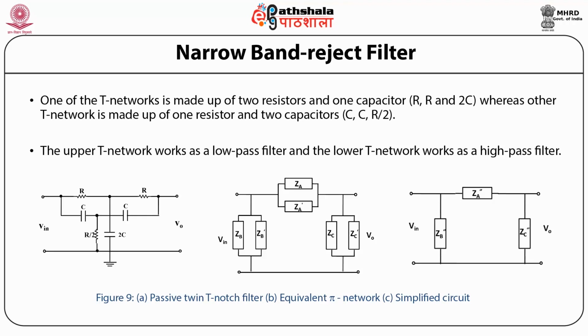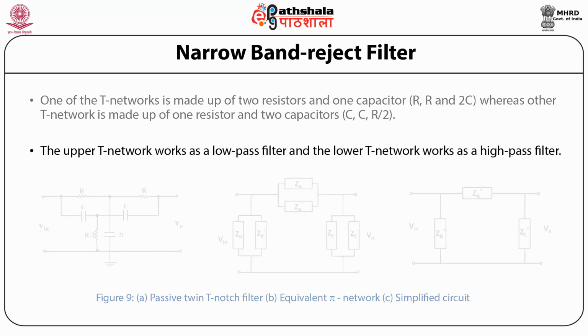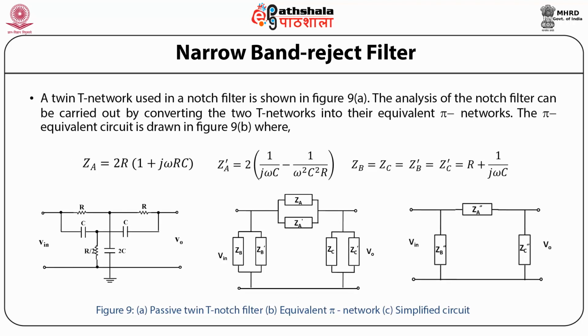In that case, V naught by Vn equals minus AF into omega naught into j omega naught by Q divided by omega naught square plus s omega naught by Q plus j omega naught whole square. This equals AF, which is the mid-band gain. The figure shows the variation of gain of narrow bandpass filter as a function of frequency. It may be noted that the gain is maximum at a frequency omega equals omega naught and falls on either side. We will next study the band reject filter.